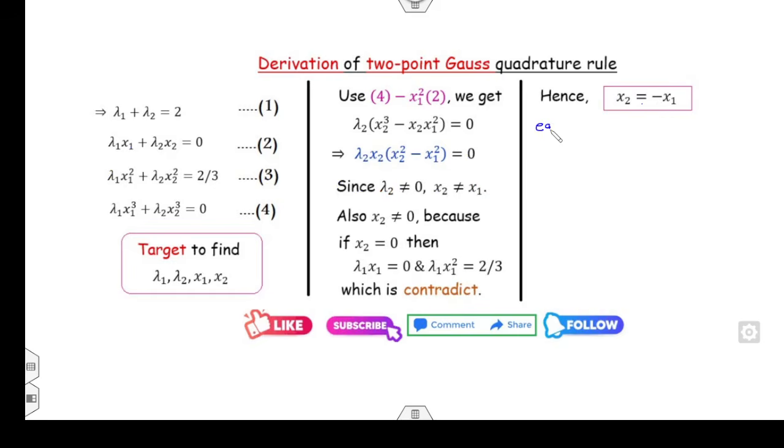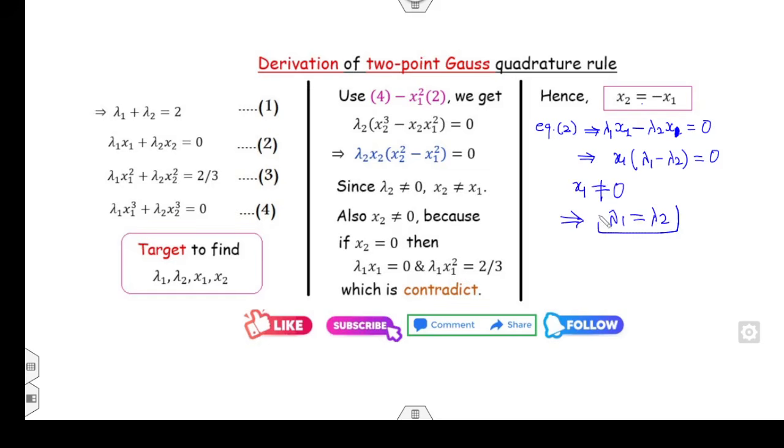I can substitute this value in equation number 2. This implies lambda 1 x1 minus lambda 2 x1 is equal to 0. Here x1 is common, so lambda 1 minus lambda 2 is 0, because x1 is non-zero, which implies lambda 1 is equal to lambda 2. Once lambda 1 and lambda 2 are the same, by equation number 1 we get lambda 1 is 1 and lambda 2 is also 1. And once we know lambda 1 and lambda 2, I can substitute in equation number 3.